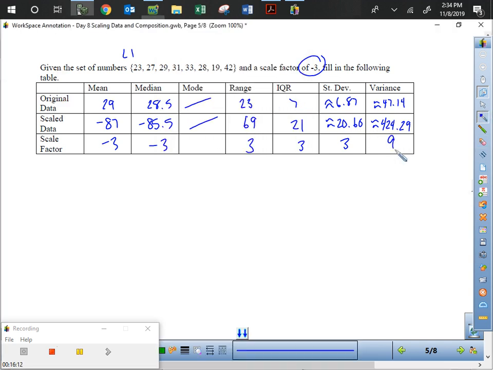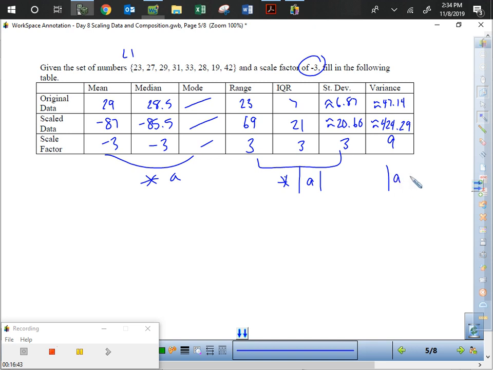So what's happening is these things, the mean, median, mode, we can't tell here because we didn't have one, but they're being multiplied by whatever A was. But these ones, the negative didn't come through because we're talking about a distance measure against spread. Spread and distance are not negative measures, so we're really multiplying by the absolute value of A. Variance, absolute value of A still, but squared.